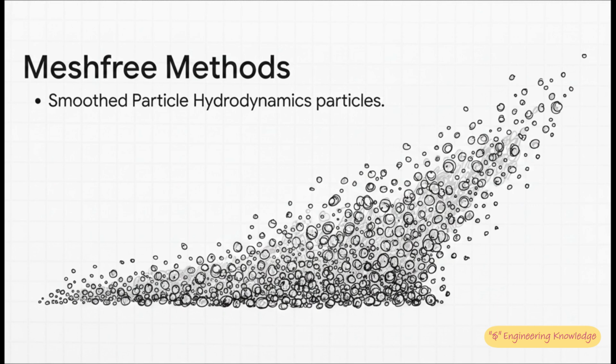Because there's no mesh to get tangled up or distorted, it perfectly handles massive, chaotic deformations. It's absolutely ideal for fluid dynamics or simulating severe cracking. And here is a really fun fact from our sources. This is exactly the method the movie industry used to simulate that beautiful, highly realistic snow in the movie Frozen.